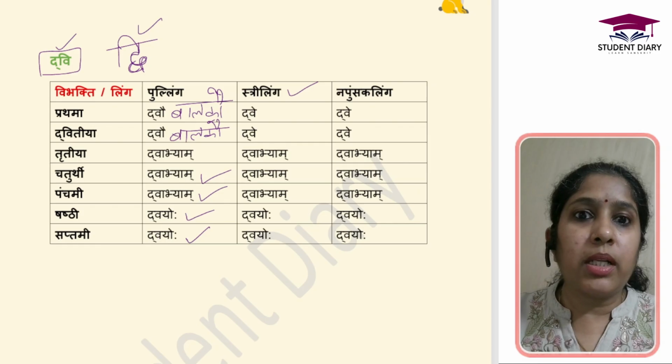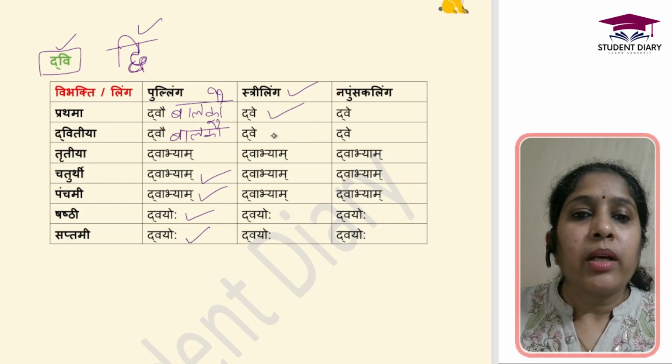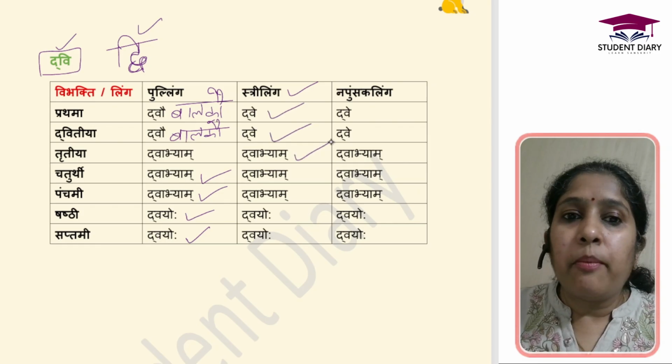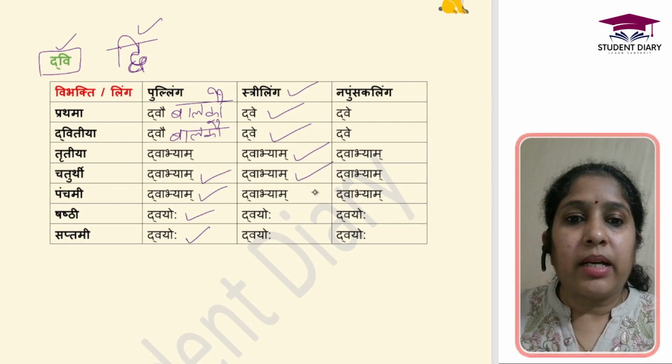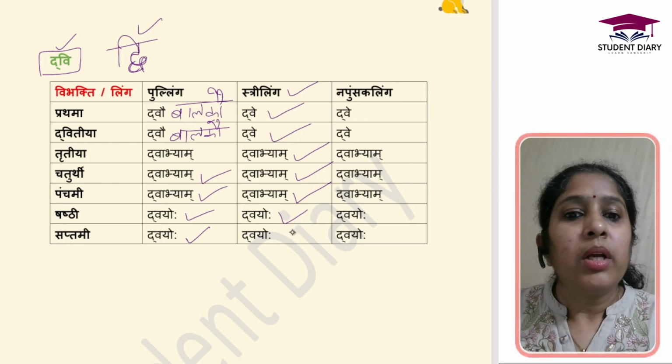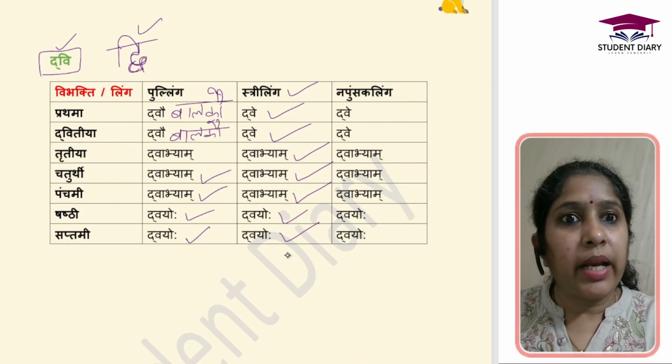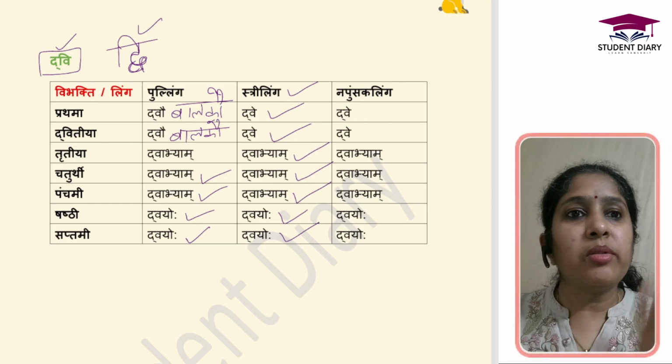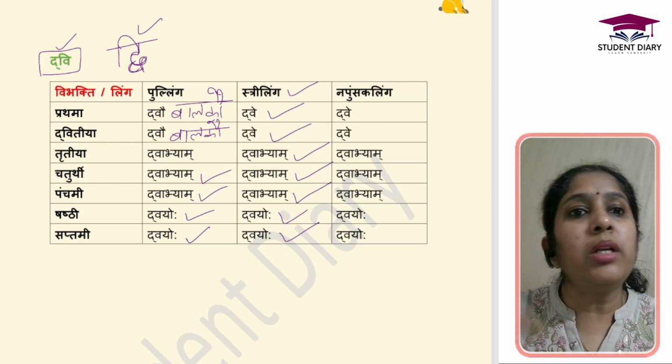So if you want to say two girls, it will be द्वे बालिके, द्वाभ्याम बालिकाभ्याम, द्वयोः बालिकयोः. Correct? Same thing only. The vibhakti usage is same. Just you are using it for Striling.